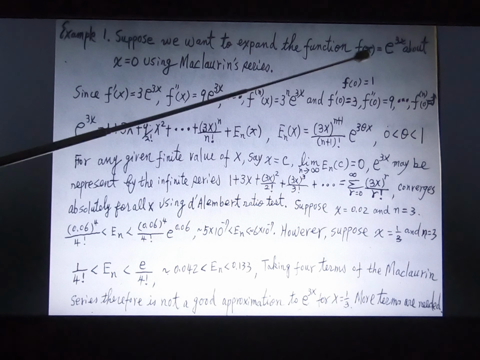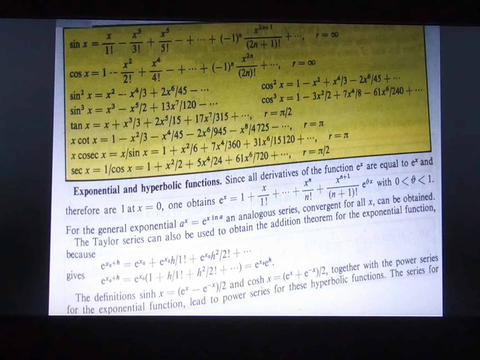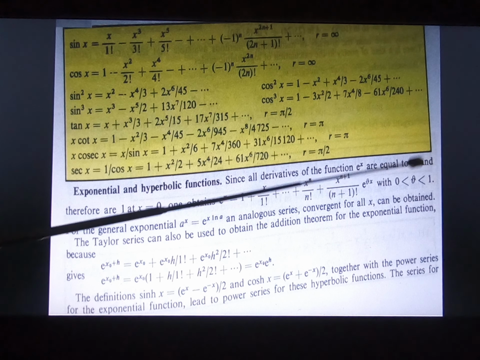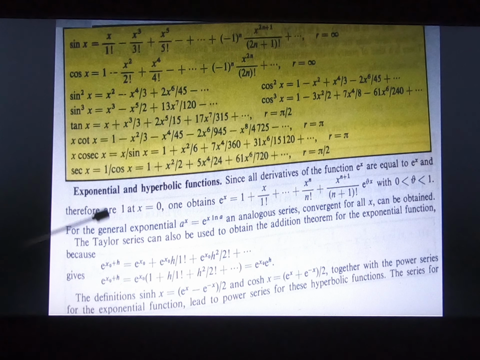These are one of the examples, e to the 3x about x equal to 0, and these are something that you can take a look at. These are some of the list of the sine, cosine, sine square, sine cube, and exponential function or hyperbolic function, because the derivative of the exponential is equal to itself, so they are all 1, so easily you get the expression.